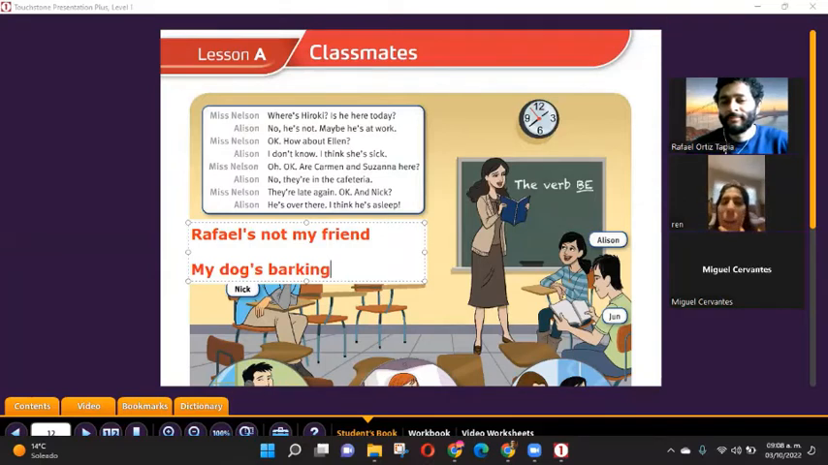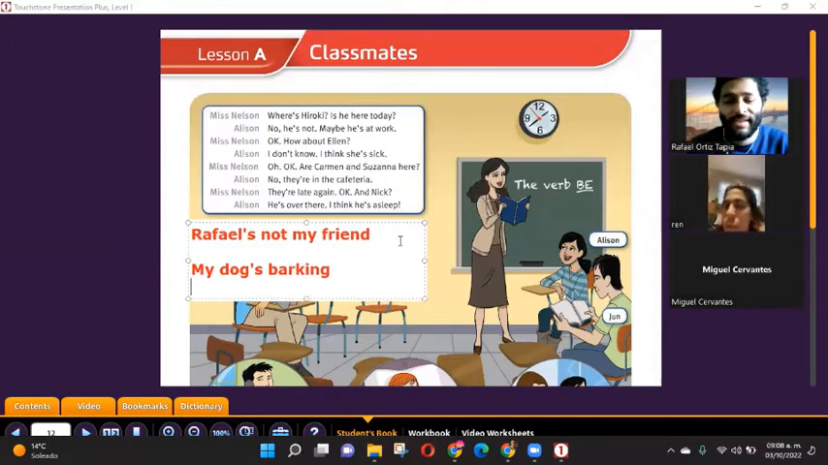Barking? What is barking? Barking is ladrar. Okay. My dog's barking. Of course, you can say my dog is barking. That's perfectly fine. But people do this all the time. Es decir, contraen el is con el sustantivo, ¿no? En vez de decir my dog is, dicen my dog's barking, Rafael's not my friend. Puedes decir Rafael is not my friend, and that's fine too. But you have this option, okay?